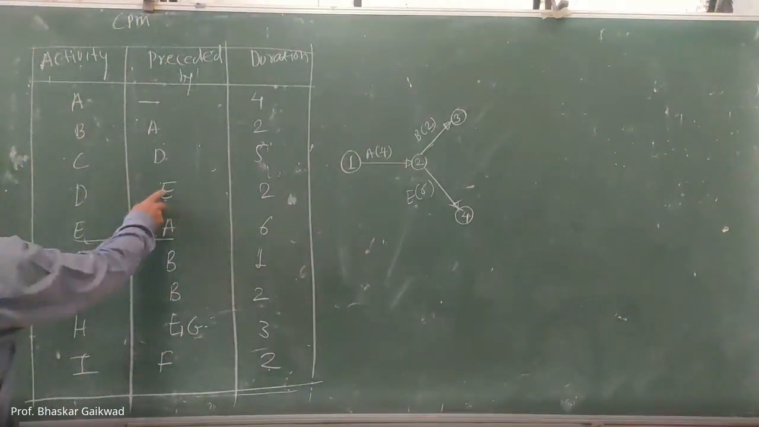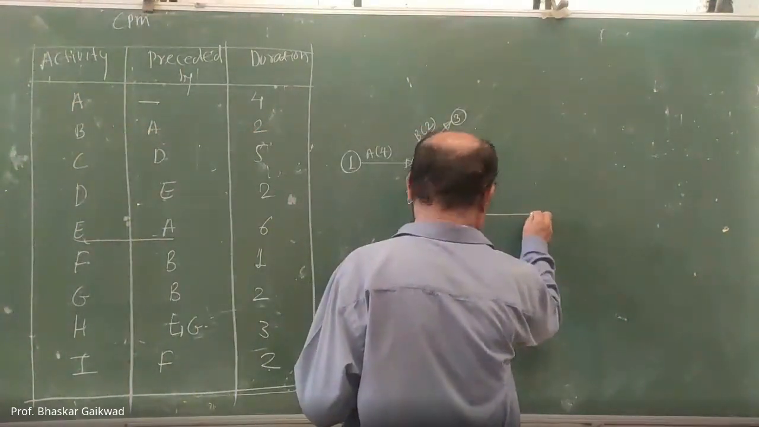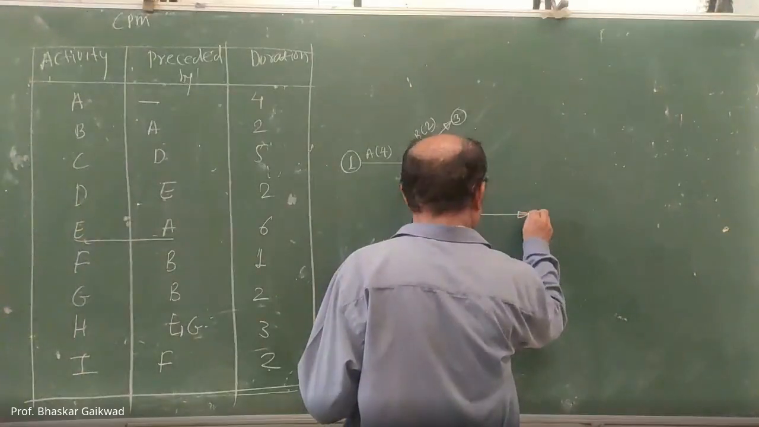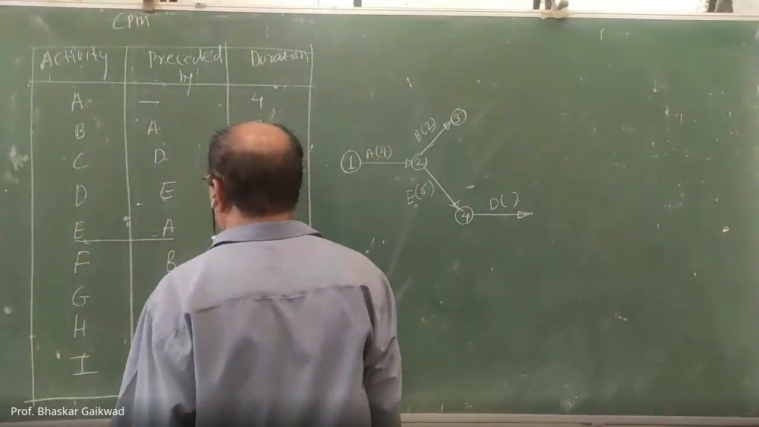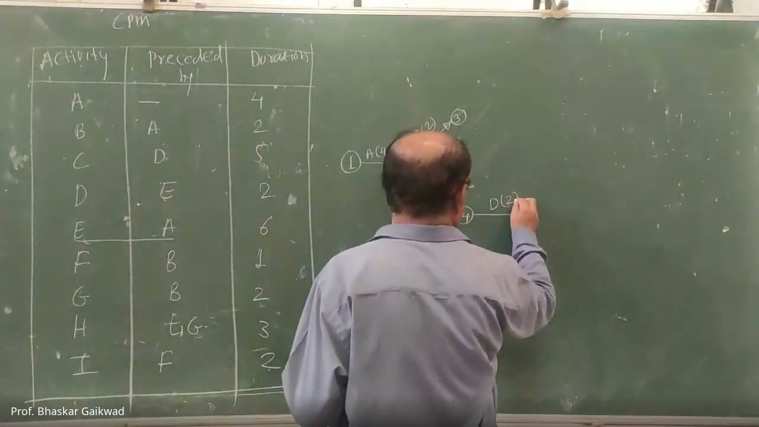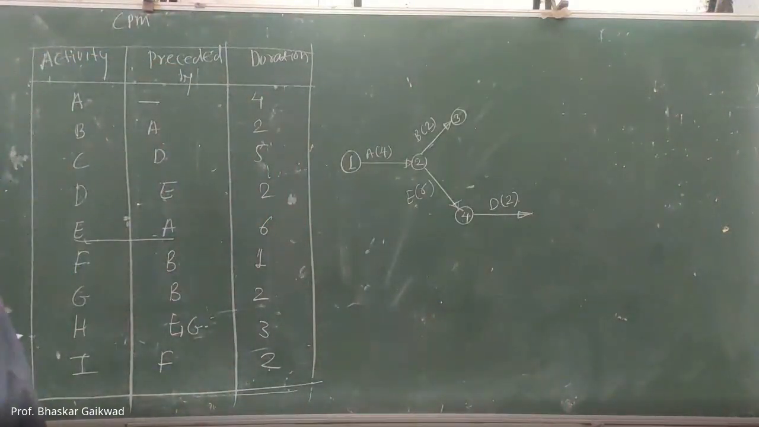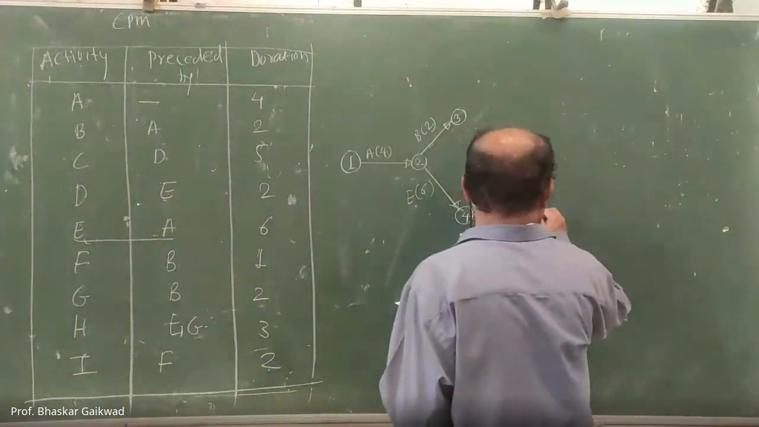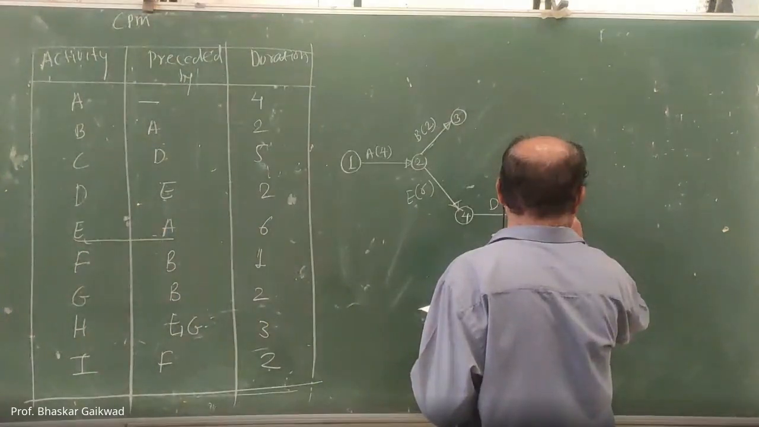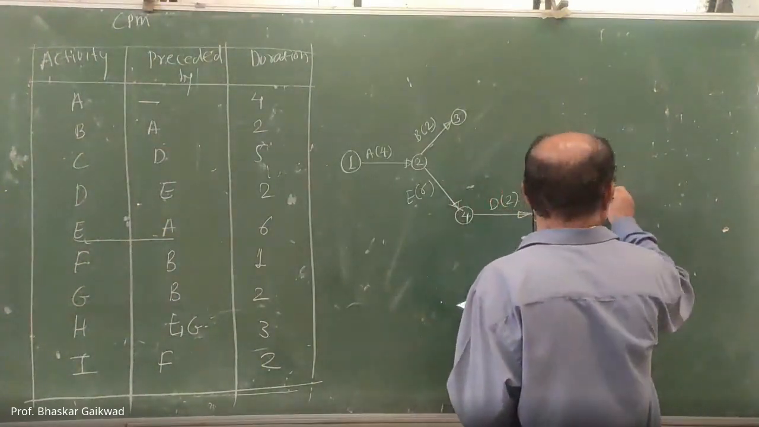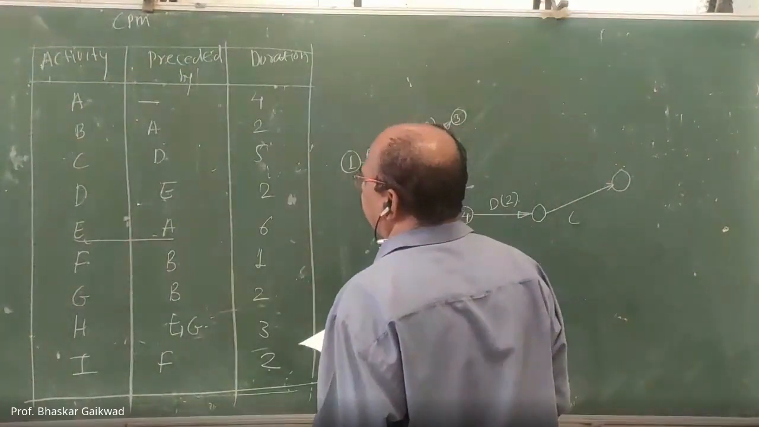Now D will start from E. So here is E, and D will start from here. Here is D. What is the duration of D? The duration of D is 2. Okay. Now C will start from D. So here is D and C will start from here. This is C. What is the duration of C? 5.